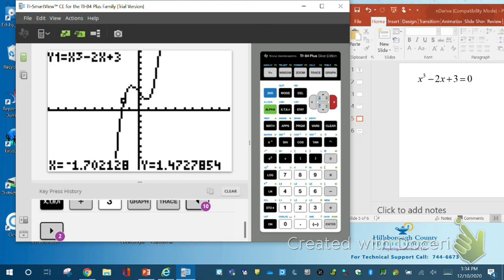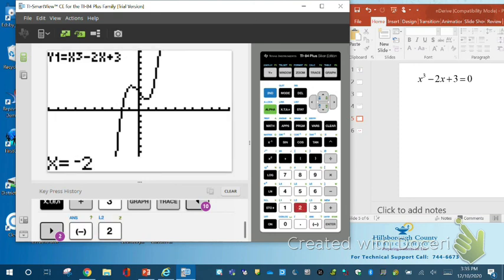Once you've hit that trace button, you can now type in any number you want to guess at all. I can literally just type in -2 if I think it's at -2. So after I've hit the trace button, I'm now going to just type -2 and enter. That's where -2 is on my graph. So clearly that x-intercept is not -2. But this comes in handy for checking a lot of different values on a graph.